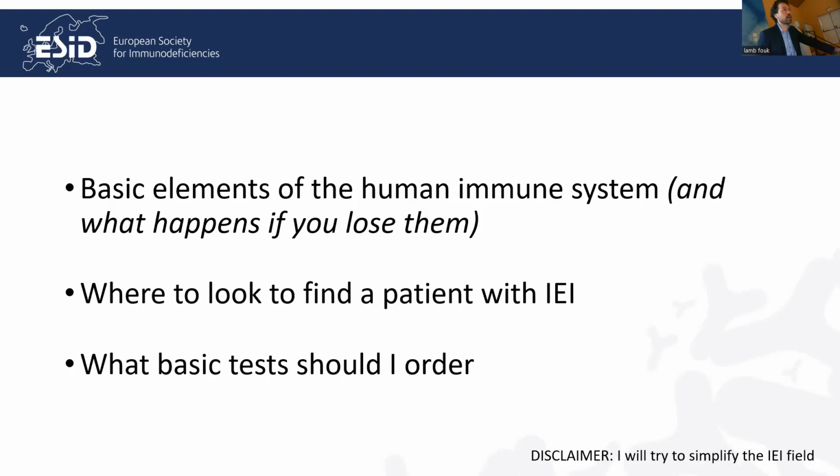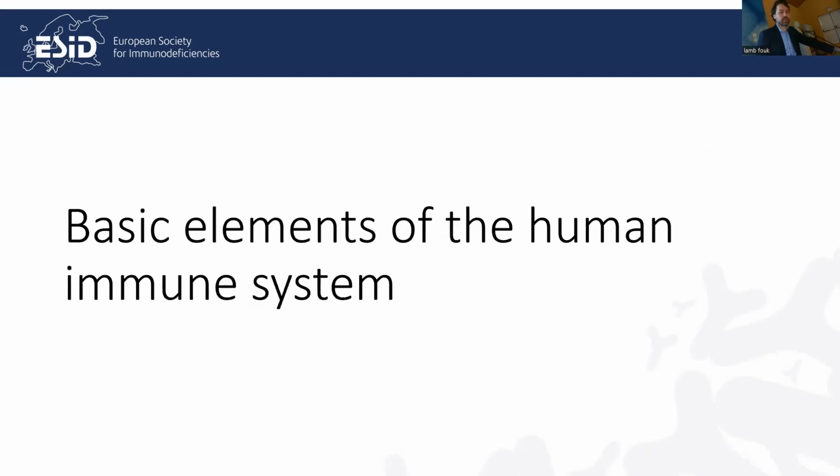Because the disclaimer, I will try to do my best to simplify the inborn errors of immunity field, but it's very, very complex. So the rules and most of what I will be saying is okay for 90 to 95% of the cases, which I think is very good, but there will always be a case that's different. So I will have a solution at the end also for that one.